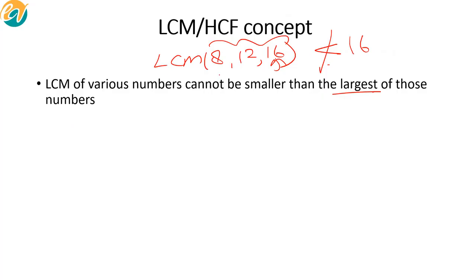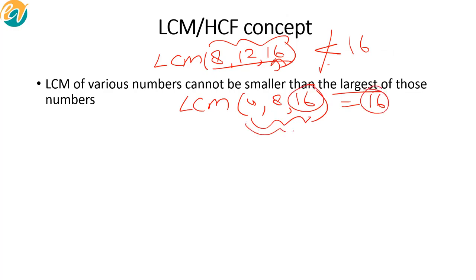If you remember a couple of slides back, we found out that the LCM of 8, 12, and 16 turned out to be 48. Similarly, you can do any number, for example, LCM of 4, 8, and 16. By the way, if you find out the LCM, that would turn out to be 16. So LCM of various numbers cannot be smaller than the largest of those numbers.